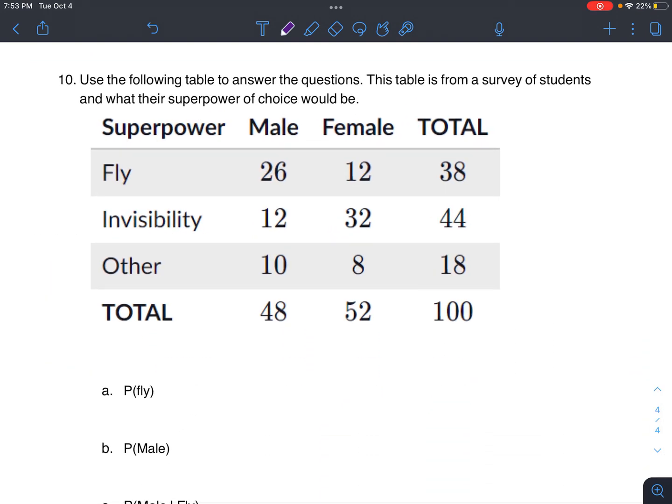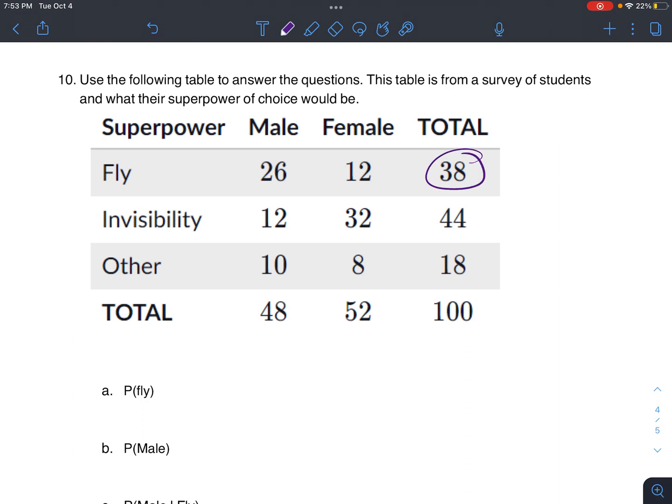So now we're going to talk about using a table. Use the following table to answer some questions. The table is a survey of students and what their superpower of choice would be. Unlike some of the other ones you've seen, I already have the totals for you. Our total people in this experiment is 100. We have 48 males, 52 females, and then people want to be able to fly or be invisible or do something else.